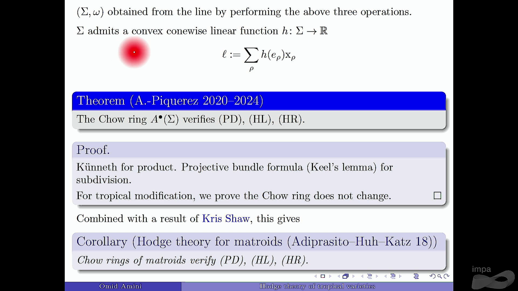So you start from the tropical line. Okay, so let's say you can start from this example. This example is just a point. You have two directions, and you can put any positive integer numbers. And then you perform a sequence of these operations: taking product, subdivision, and tropical modifications. For tropical modification, you suppose that the divisor is already constructed. So you do a tropical modification, assuming that the divisor is one of the tropical fans you have constructed.